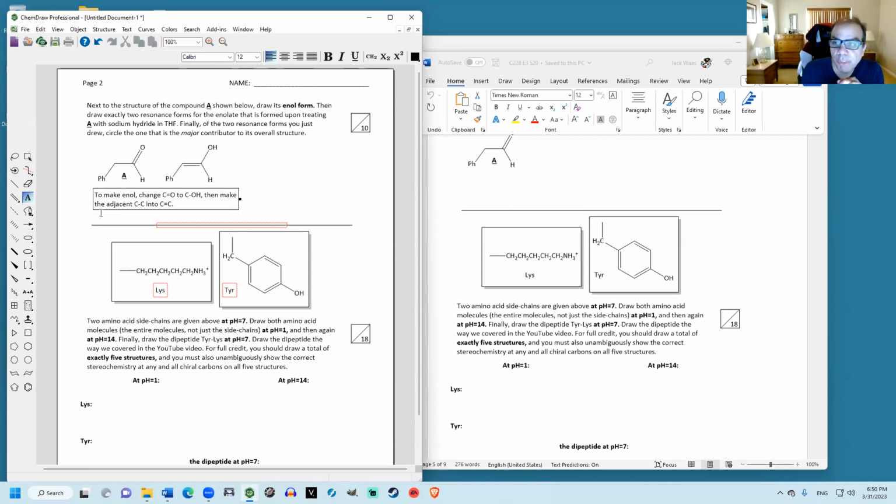Can't make it any plainer than that. That's how you turn the keto form into the enol form. Then you're asked for the enolate that's formed upon treating it with sodium hydride and THF. This was actually a very easy question, because there's only one possible enolate.